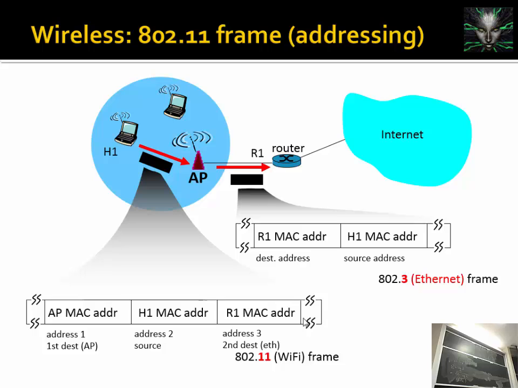Now, the router actually has no idea that the person it's talking to is connected through wireless. It doesn't have to, because that access point over here is responsible for beaming it across the wave, right? Now, that's changing it from an 802.11 Wi-Fi frame to 802.3 Ethernet.